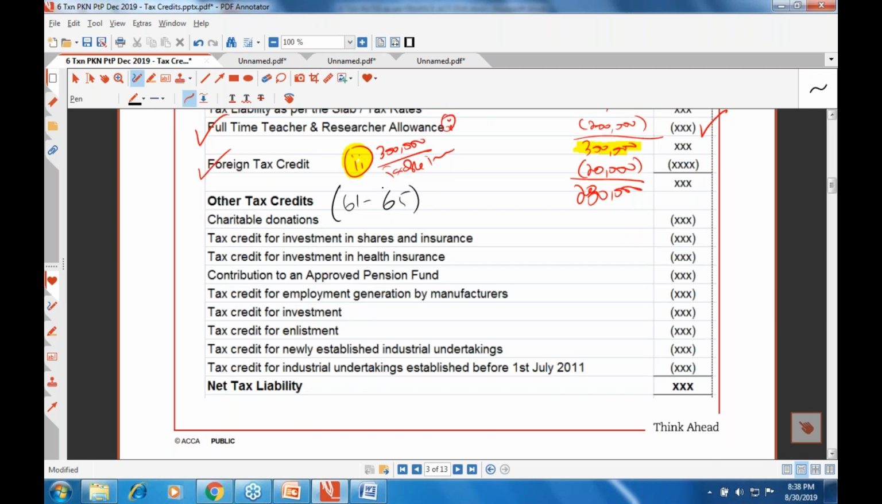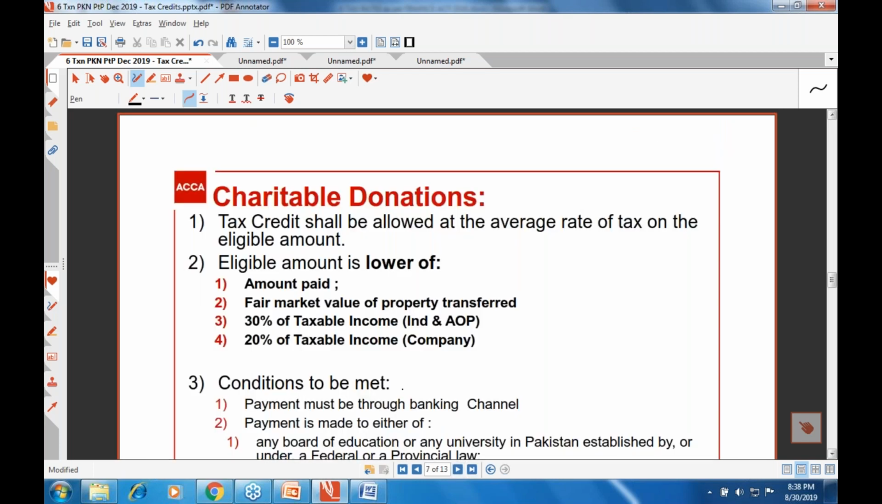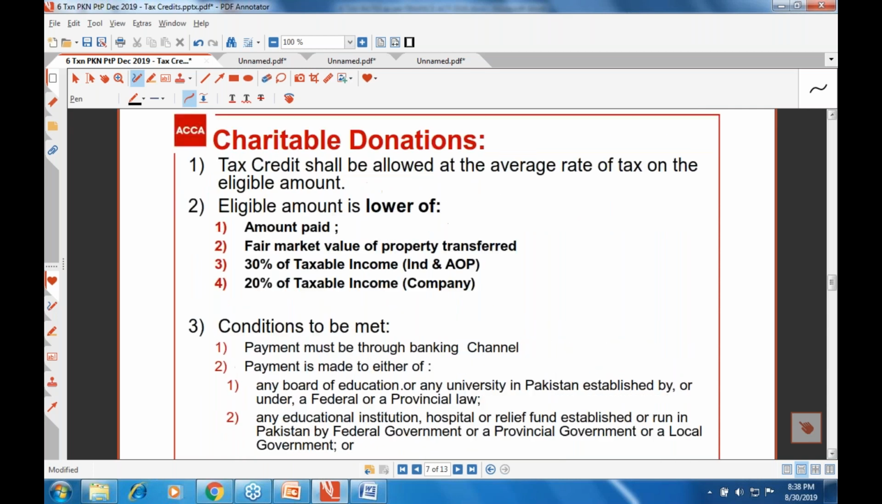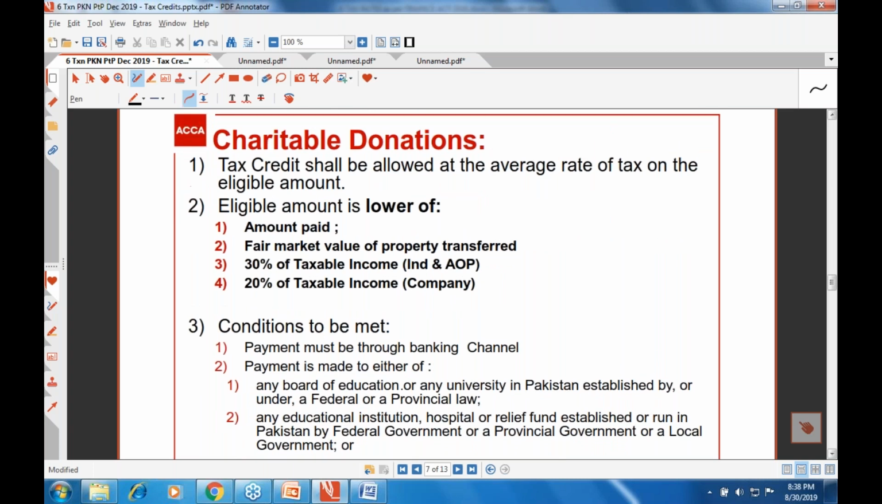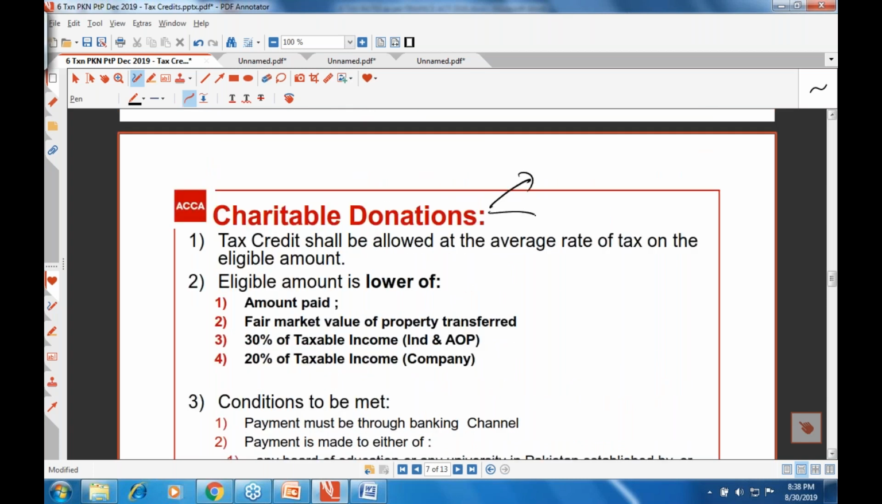So the first thing that we are going to talk about is the charitable donations. Now, what exactly are these charitable donations? What do the tax authorities do with respect to the charitable donations? Let's try to understand. First of all, the charitable donations are of two types. One of them is to the organizations listed in the second schedule of the income tax ordinance. And the other one is to the other organizations.